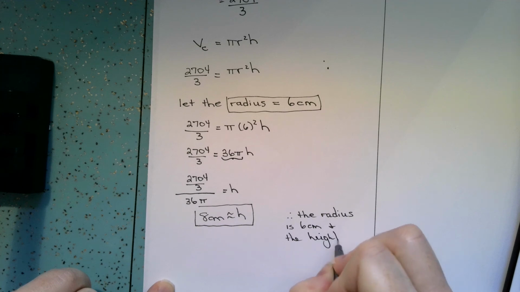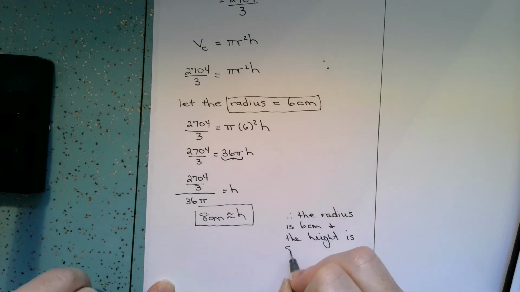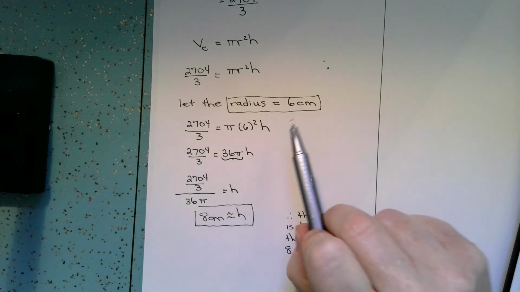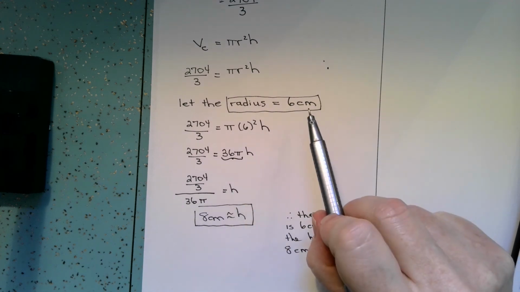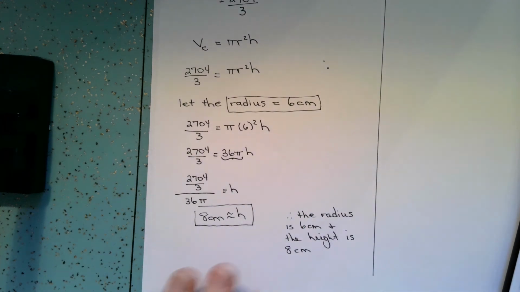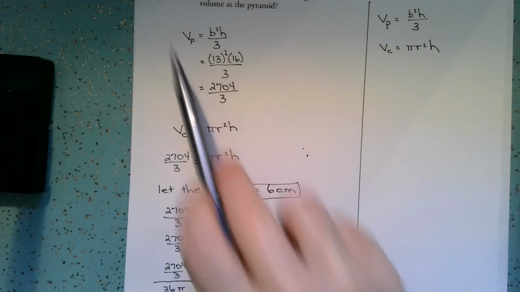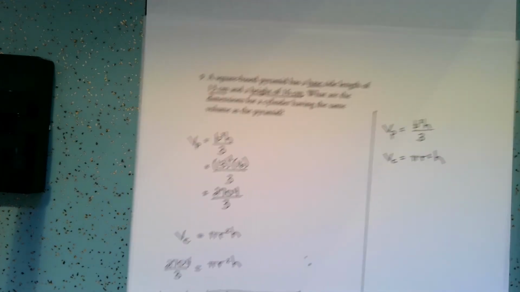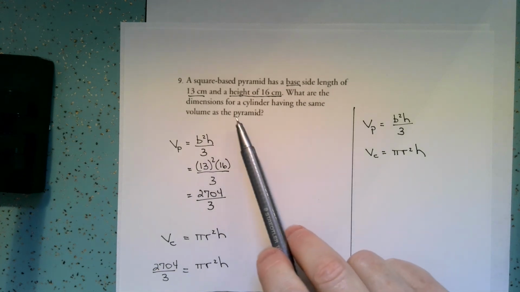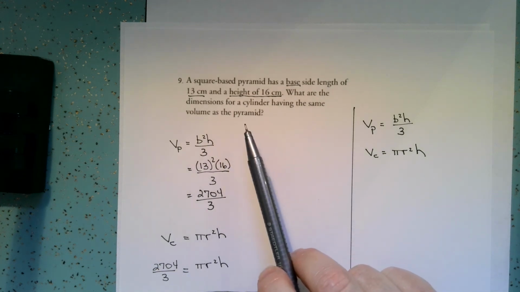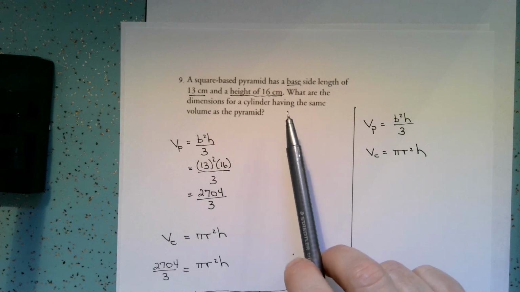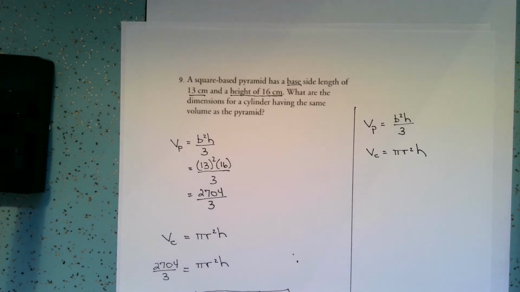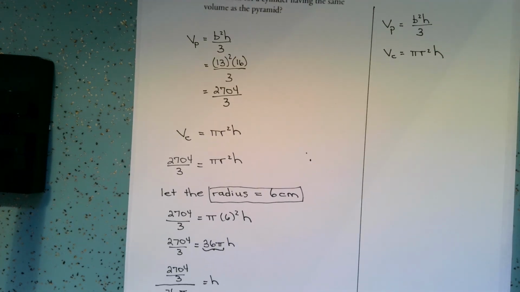Now I want you to know that you could have come up with any other answers. You could have made the radius 2 centimeters and solved. You could have made the radius 3 centimeters and solved. Nothing is telling us what the radius has to be. You just have to come up with any dimensions that have the same volume as the pyramid. We don't know what the radius is, and we don't know what the height is, so we can't solve for the other side. Anyway, 9s, I hope that helps.